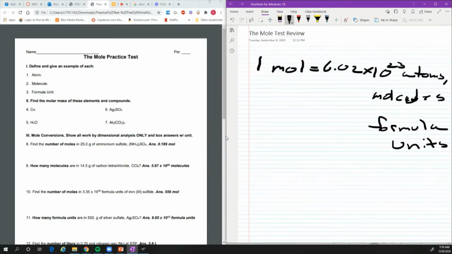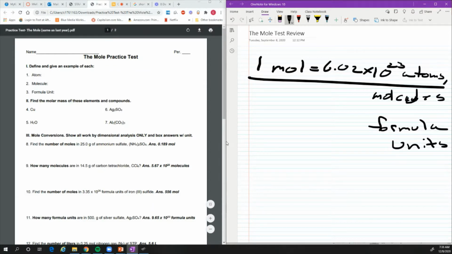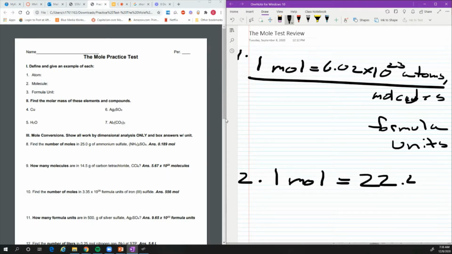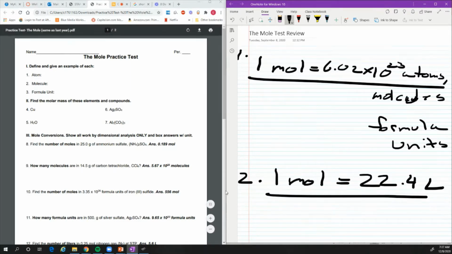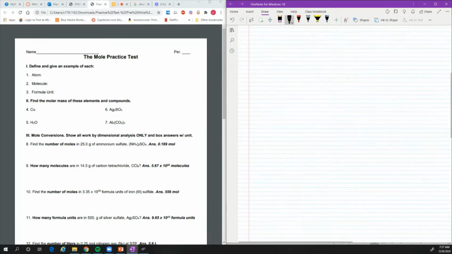Another thing to note is that this is 1 mole conversion, or one conversion factor that we need to do this unit. But there's 2 other ones that we need to talk about. So number 2, 1 mole is equal to 22.4 liters. That's another one. This one always stays the same. If the problem says something about atoms, molecules, or formula units, we know we're using number 1. If the question says something about volume or liters, we know that we're going to use the second one because liters is just how much volume we have in something.